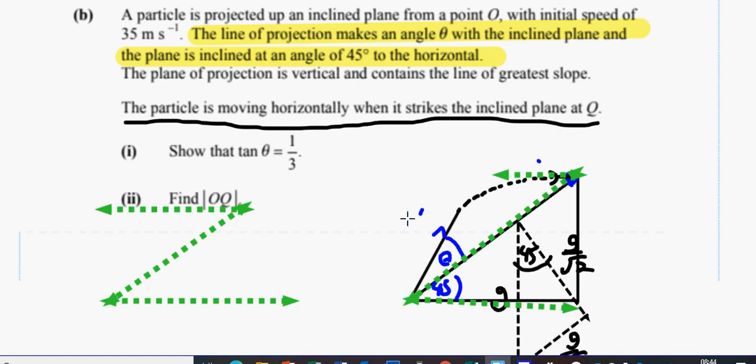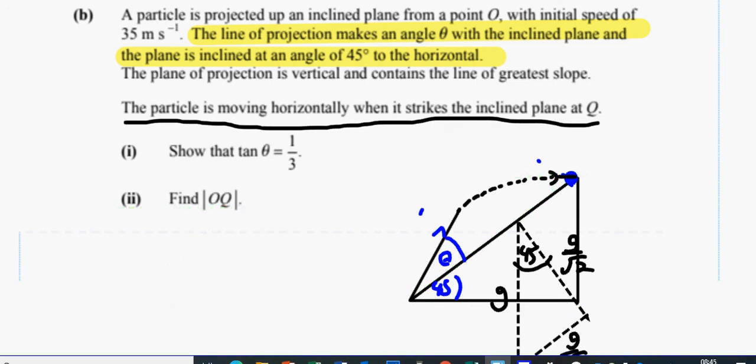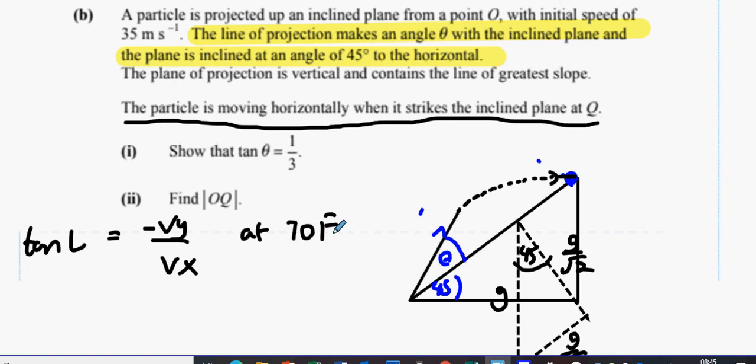Okay. So, what we're going to do next is to find the landing angle. What's the formula for landing angle? Tan of the landing angle equals what? Minus Vy over Vx at time of flight. You're going to need the time of flight, you're going to need the Vy, you're going to need the Vx. So that's where we begin.